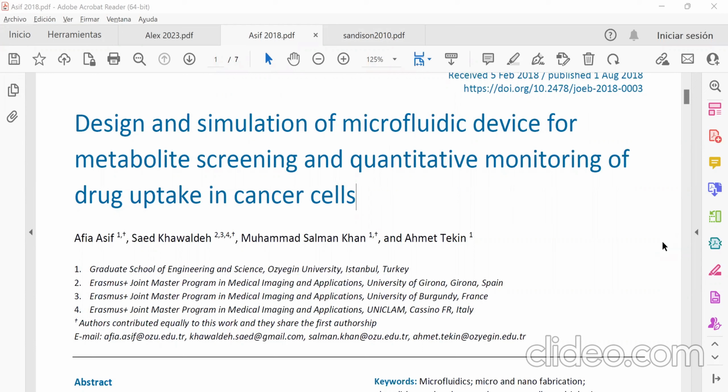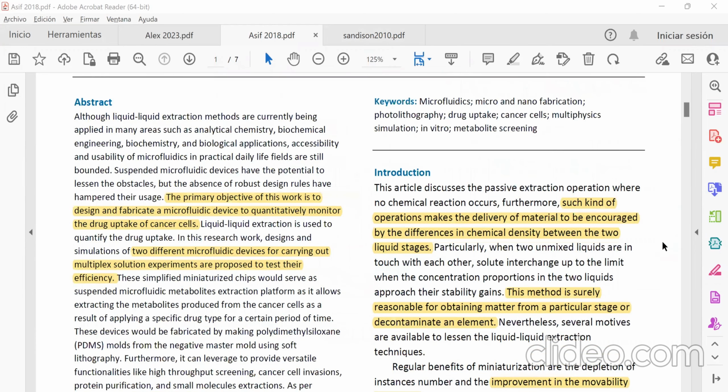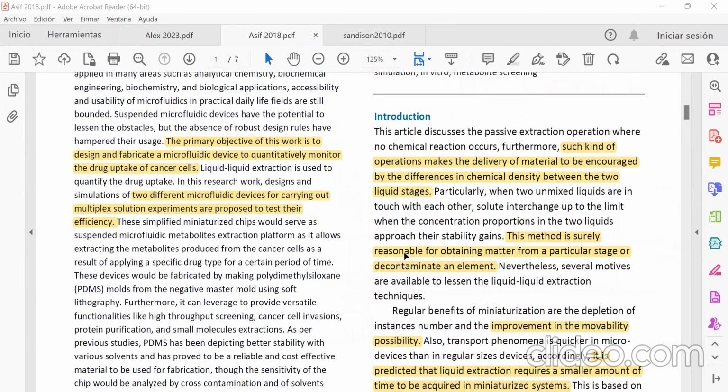I will explain a little bit of this article titled "Design and Simulation of Microfluidic Device for Metabolite Screening and Quantitative Monitoring of Drug Uptake in Cancer Cells." As you could see in the title, the main objective of this work is to design and fabricate a microfluidic device to quantitatively monitor the drug uptake of cancer cells.